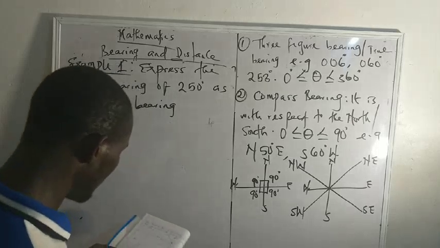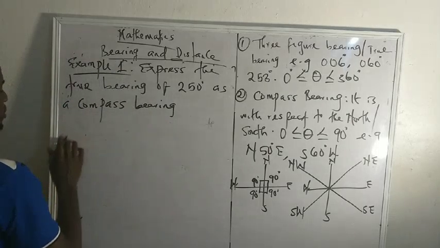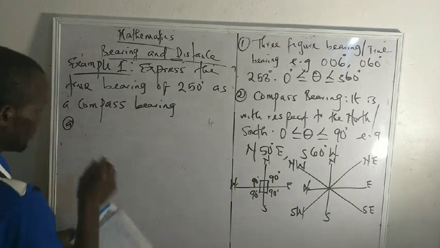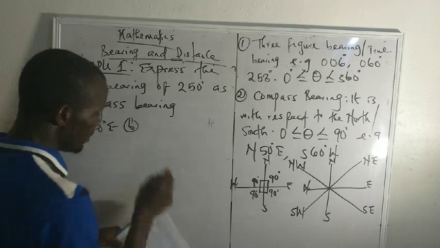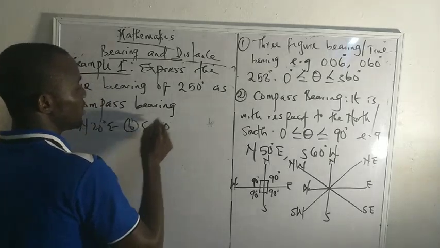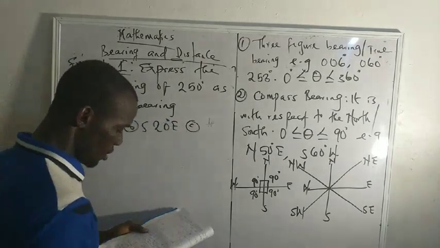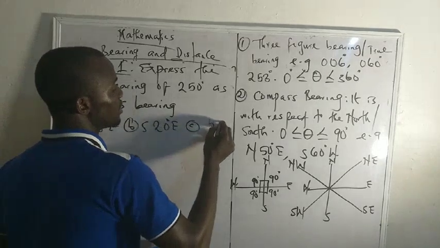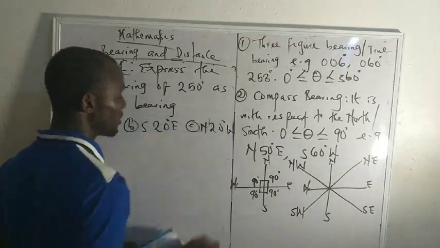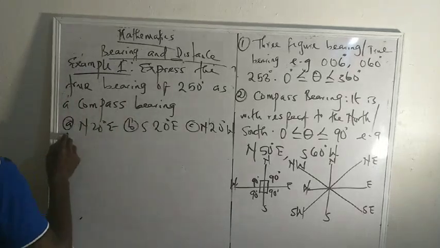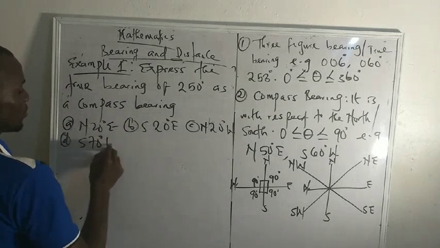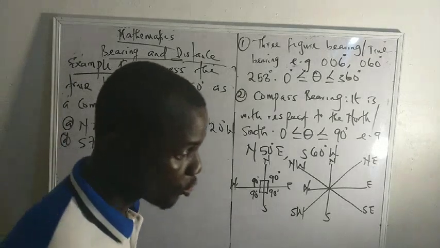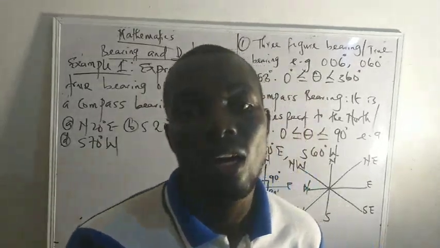So this is a past question, and we have options like: A, is it 20 degree east? B, is it 20 degree southeast? C, is it 20 degree northwest? D, is it 70 degree southwest? So these are the options we have for this particular question.